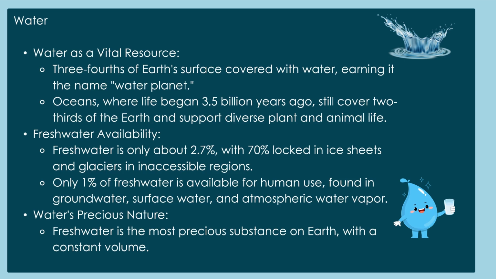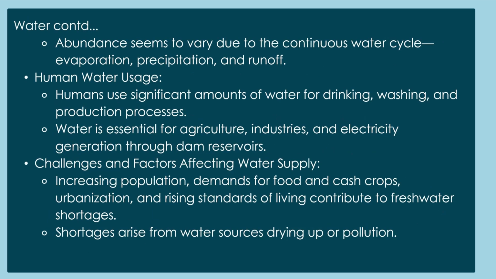Freshwater availability. Freshwater is only about 2.7%, with 70% locked in ice sheets and glaciers in inaccessible regions. Only 1% of freshwater is available for human use, found in groundwater, surface water, and atmospheric water vapor. Water's precarious nature. Freshwater is the most precious substance on earth, with a constant volume. Abundance seems to vary due to the continuous water cycle: evaporation, precipitation, and runoff.